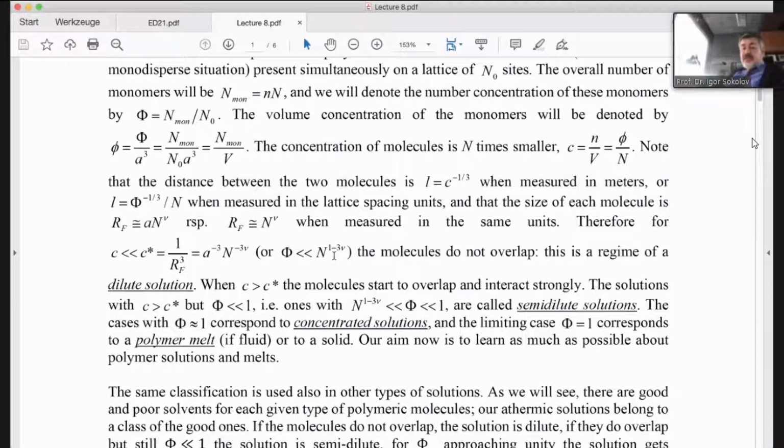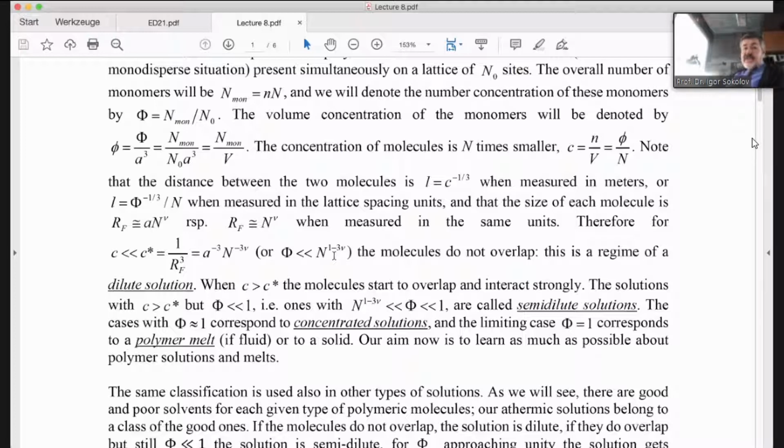So these semi-dilute solutions are characterized by the fact that the molecules do overlap strongly, but the concentration of monomers is still very low. And then if I go up with the concentration of monomers, I come into the domain of concentrated solutions, when phi is of the order of unity. Let's say half of the volume is occupied by monomers. And then if the whole volume is occupied by monomers and there are no solvent molecules there at all, I come into the regime of a melt.